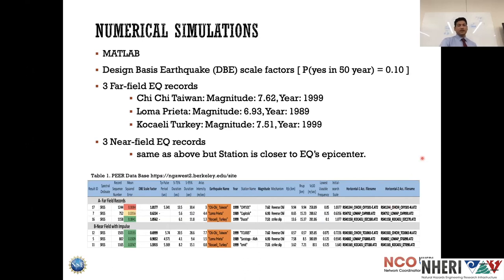Now, numerical analysis. Simulations of all the models were run in MATLAB, and we used earthquake records from near and far field at design basis earthquake scale factors, which means the probability of an earthquake of that magnitude happening in 15 years is about 10%. The data was retrieved from UC Berkeley's PEER database. So let's see some of the results.